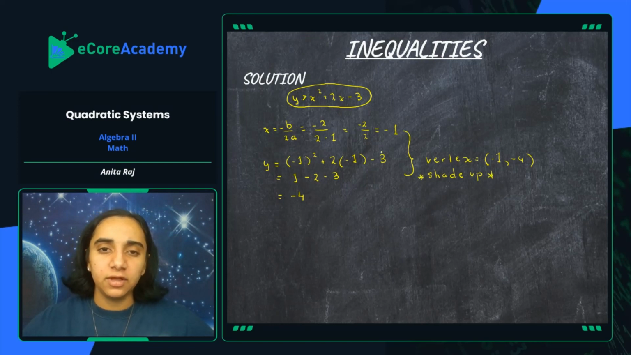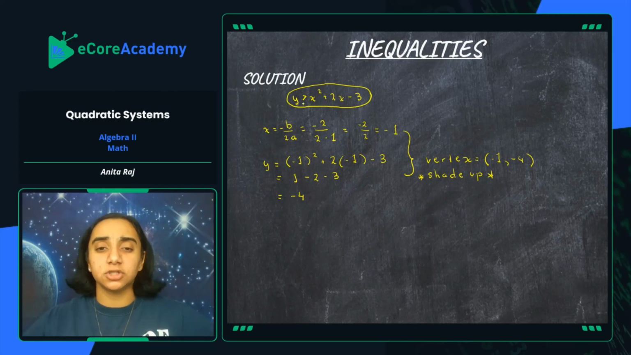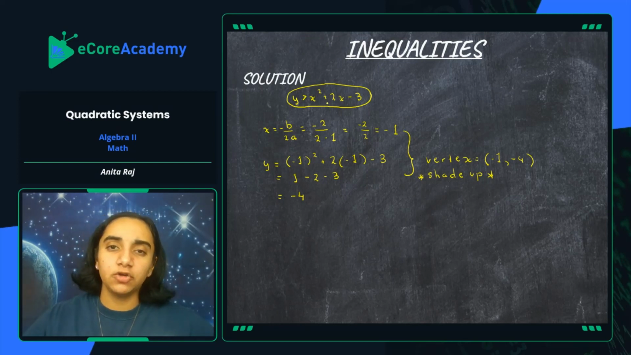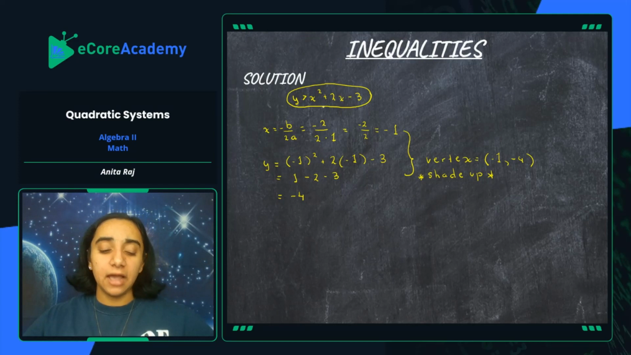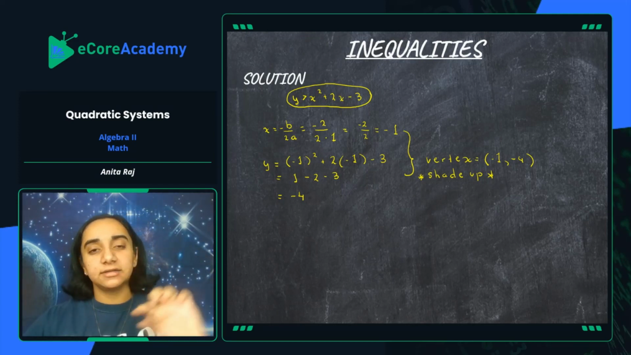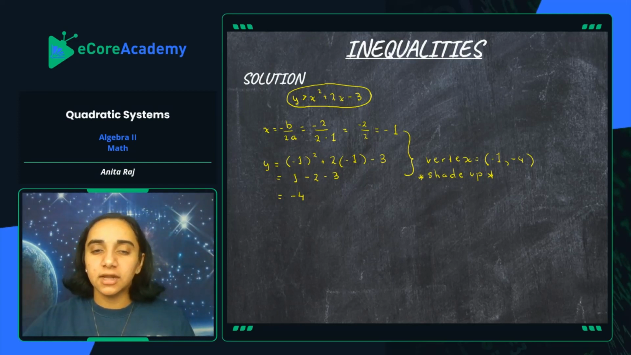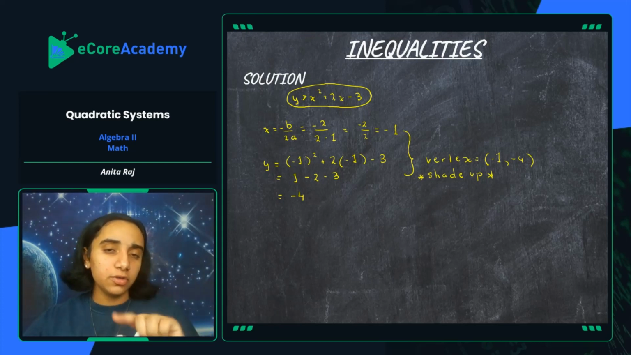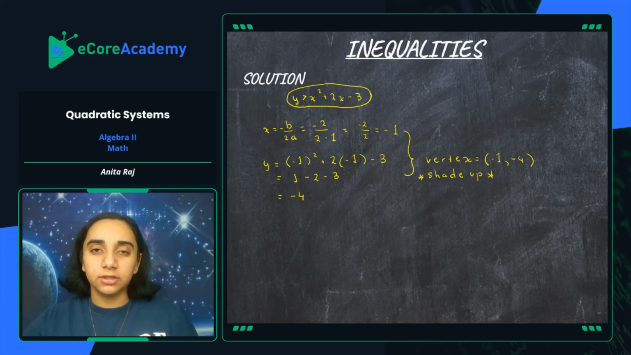Then we have a greater than sign. We don't have a greater than or equal to. If you just have a greater than or less than sign, you're going to have a dotted line, because the actual points that lie on the line itself of the parabola are not included in the solution set. If you have a greater than or equal to or less than or equal to, you're going to have a solid line. So what that means is that the points that lie on the parabola, on that actual line, are included in the solution set. So in this case, we don't have a greater than or equal to sign, we just have a greater than sign. So we are going to have a dashed line. So dashed line.